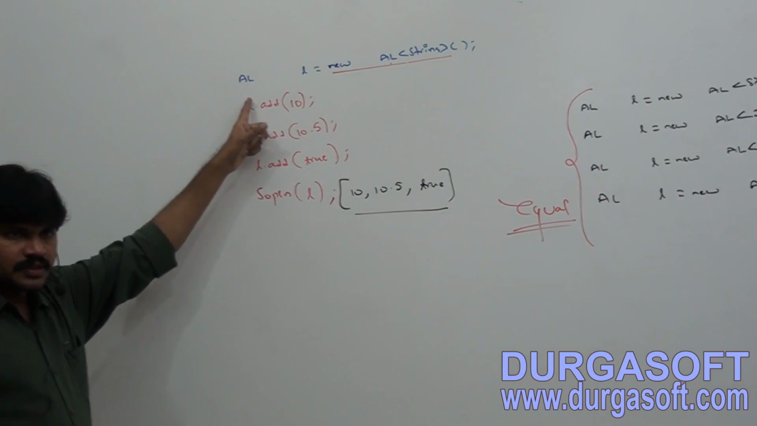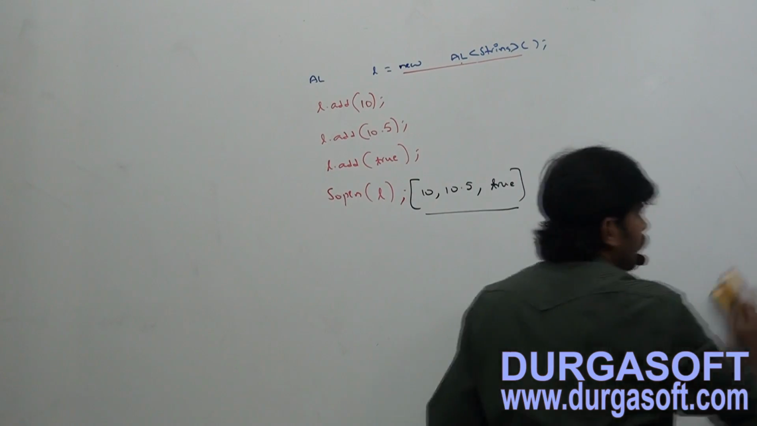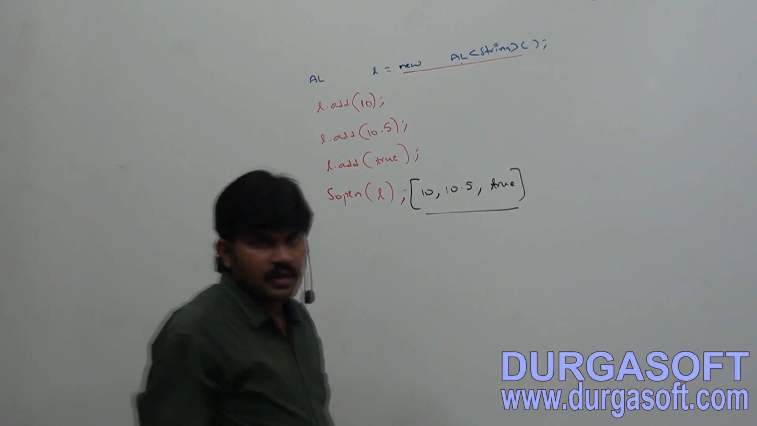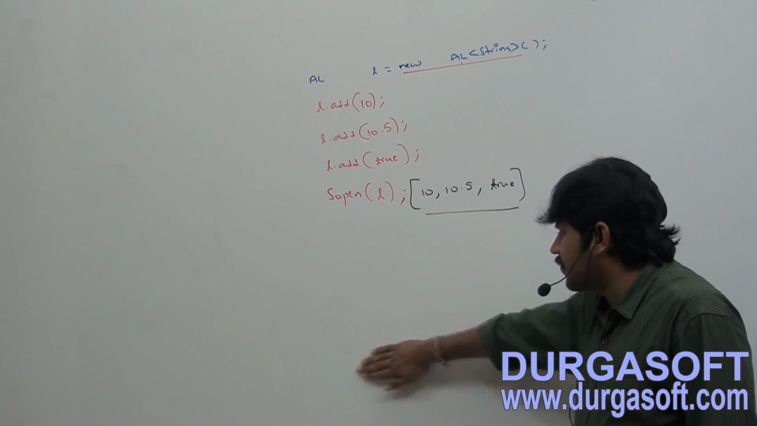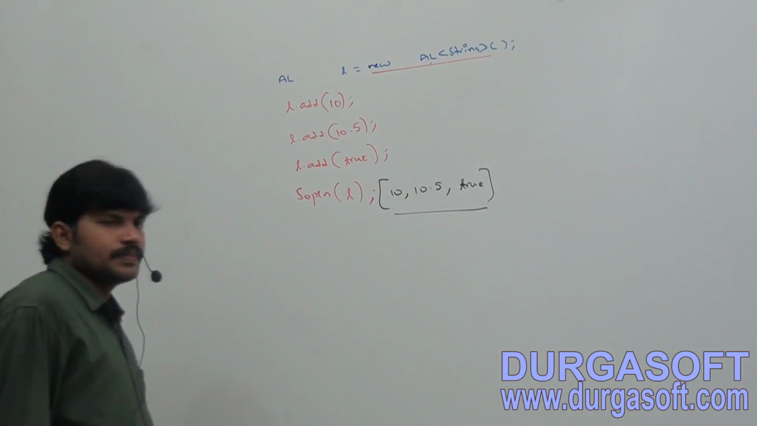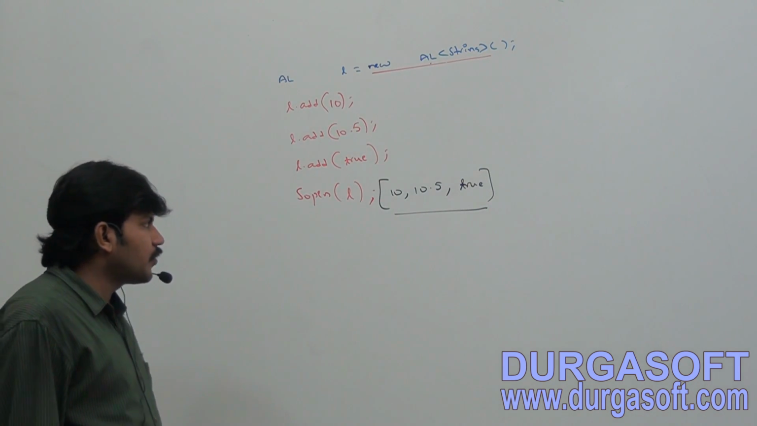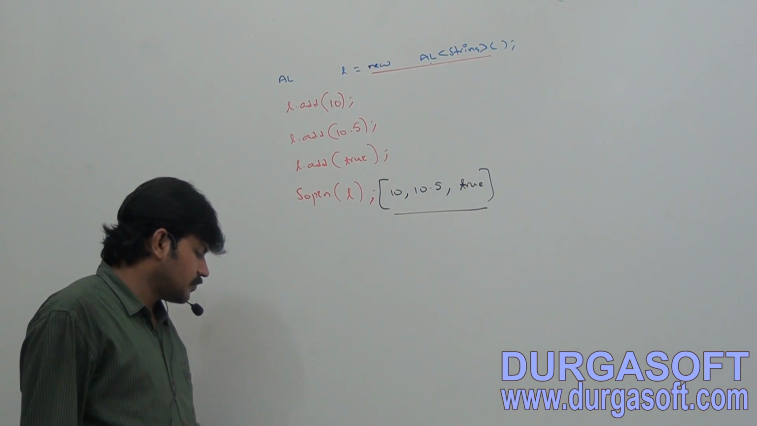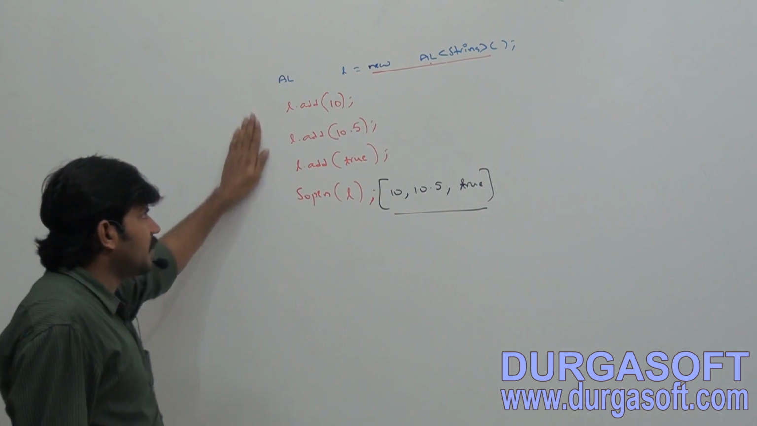ArrayList L is equal to new ArrayList of String. L.add(10), L.add(10.5), L.add(true). Next, SOP of L. So 10, 10.5, true is the answer we will get by default. Can I complete it, right? Okay, that's all. These are the things you people should be aware of clearly, right?